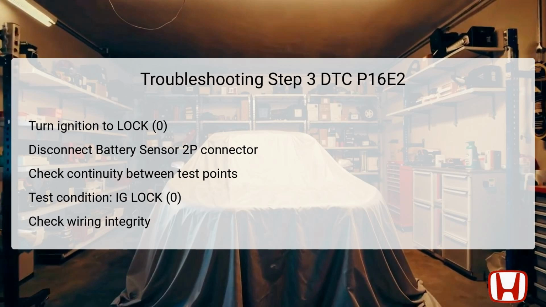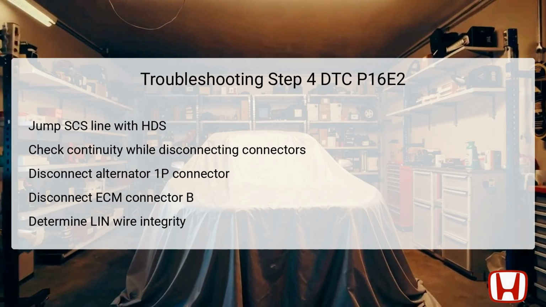If continuity is not present, it leads to the next troubleshooting stage. In this step, checking for a shorted wire along the LIN line is essential for resolving DTC P16E2. Use the HDS to jump the Short Circuit Reset (SCS) line, which allows the system to continue with diagnostics. While you perform this, check for continuity from the battery sensor 2P connector terminal number 2 to the body ground, disconnecting 2 connectors one at a time, the alternator 1P connector and ECM connector B, 49P.